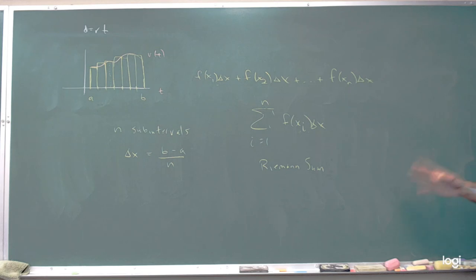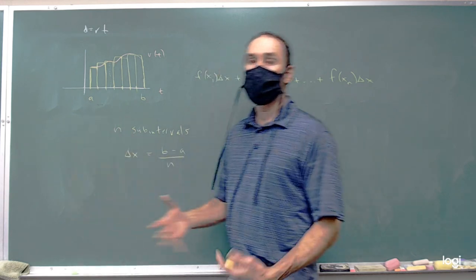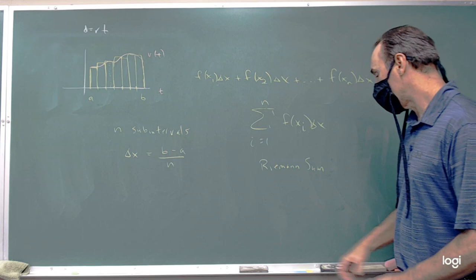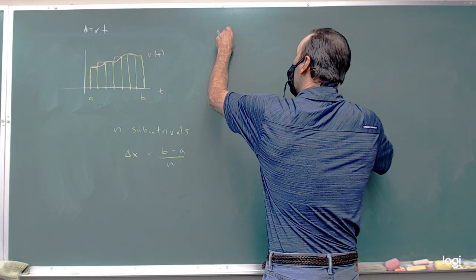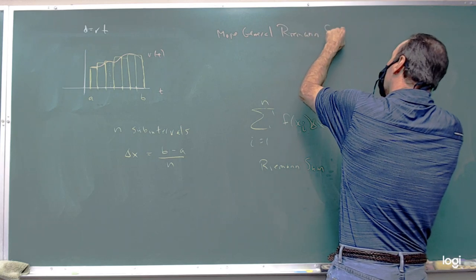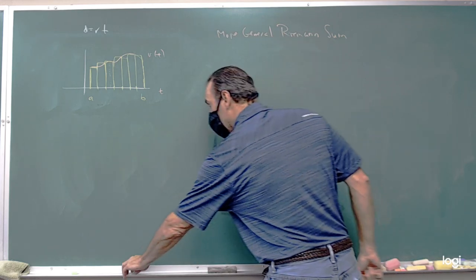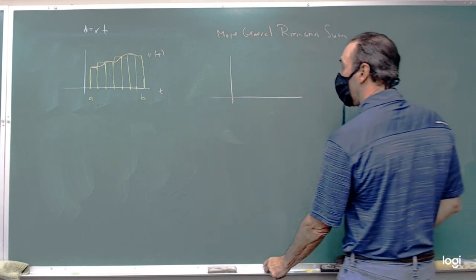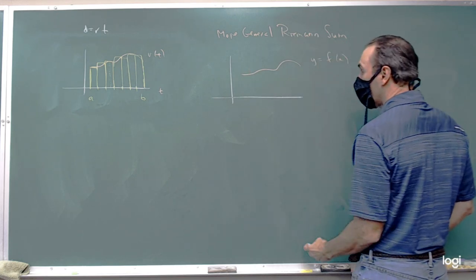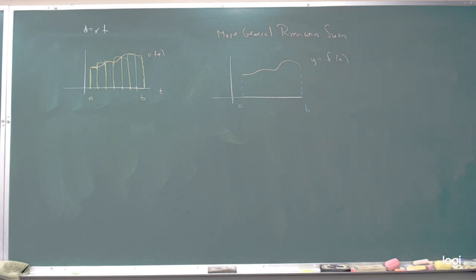It's easier to wrap your head around what it means to have uniform width rectangles, but in fact, it can be done more generally. So a more general Riemann sum. We don't make a lot of use of this, but it's part of the math, so you really need to at least be aware of it. So let's go back to our xy axis, and here's our generic f of x function. We're going to approximate the area between the curve and the x-axis, between x equals a and x equals b.